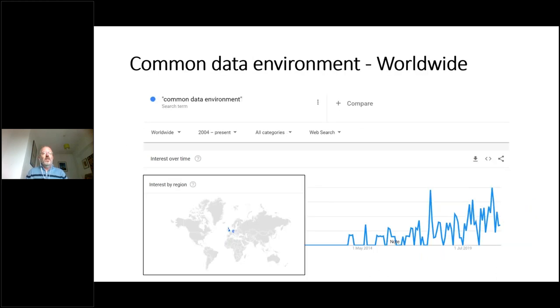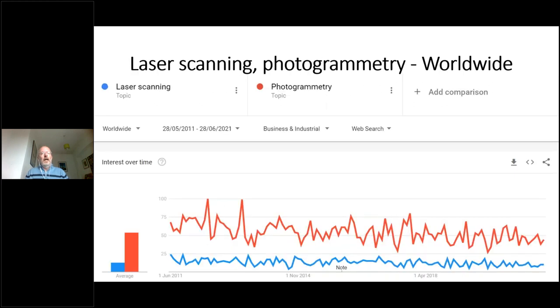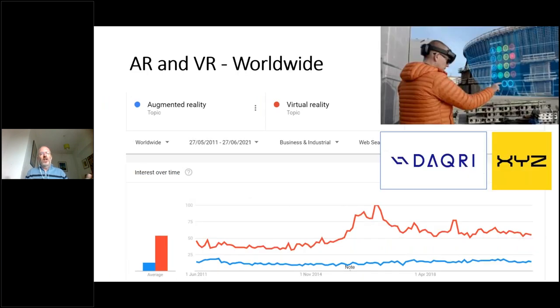We've also seen growth in BIM specific terms like common data environment. This only began to provoke interest from around about 2014 onwards. But if you drill into some of the information, the main places interested in common data environment have particularly been the UK and Germany, amongst others. Other buzzwords, laser scanning and photogrammetry, pretty much steady state over the past decade. But if we look at augmented reality and virtual reality, VR interest spiked again in 2016, though I think this was possibly due to the March 2016 launch of HoloLens, followed about a year later by the launch of Magic Leap.